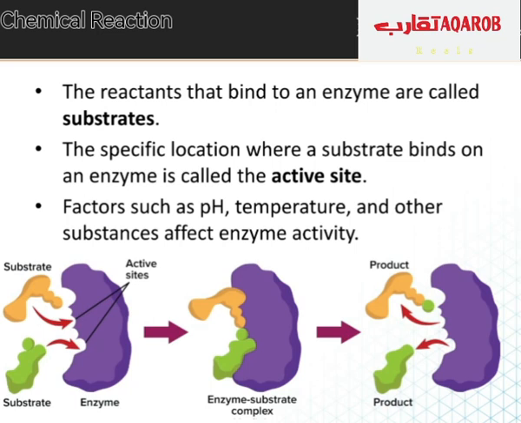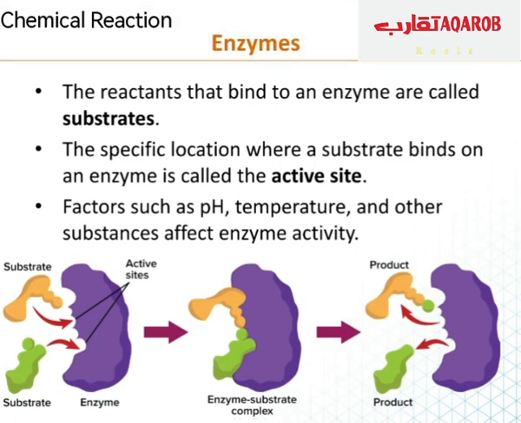Once the substrate binds to the enzyme, it will facilitate the reaction, and then the product will be released and the enzyme will relax again. It will not be used up during the reaction and it will be free. Okay? There are many factors that will affect the reactions, and they will affect the enzymes. Like what? Like pH, temperature, and other substances that affect the activity of the enzymes.